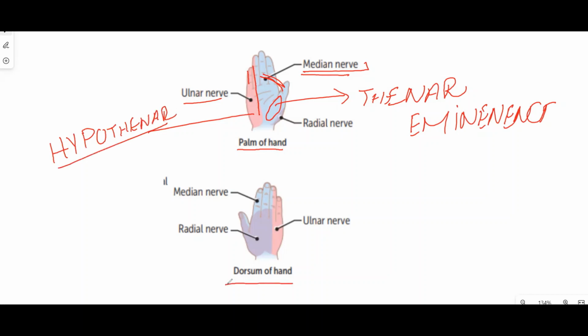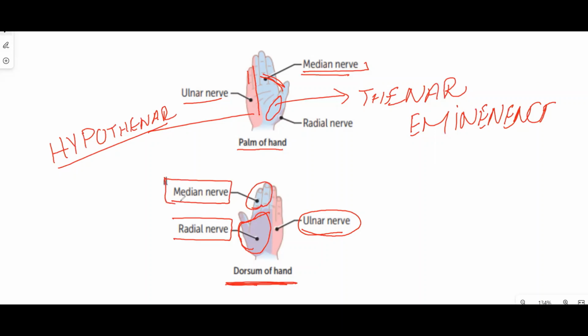So this is the dorsal surface of the hand. The same area is supplied by the ulnar nerve, but the difference is that this portion, the dorsum of the hand, is supplied by the radial nerve, while the tips of these fingers are supplied only by the median nerve.